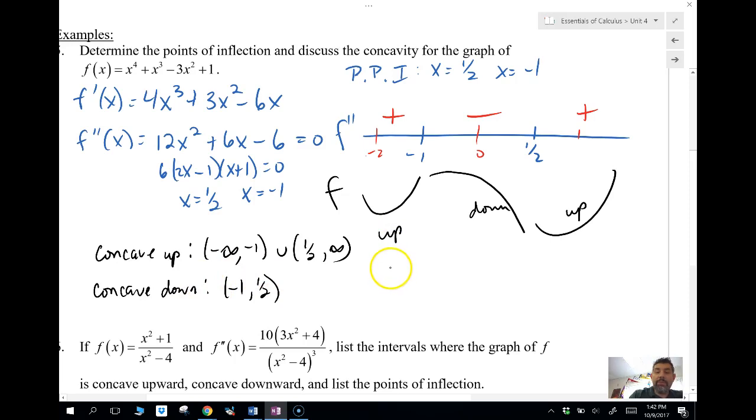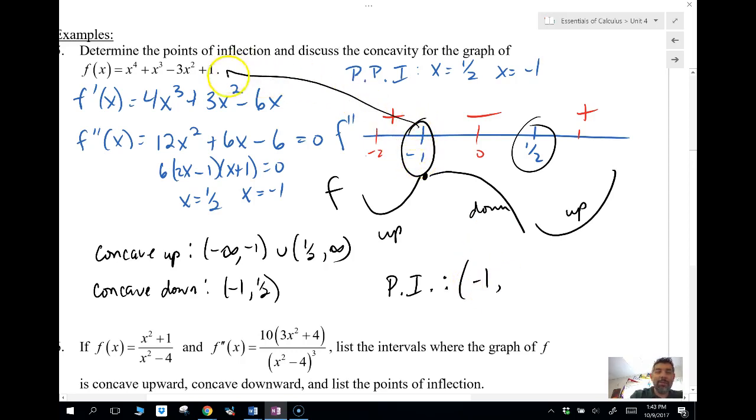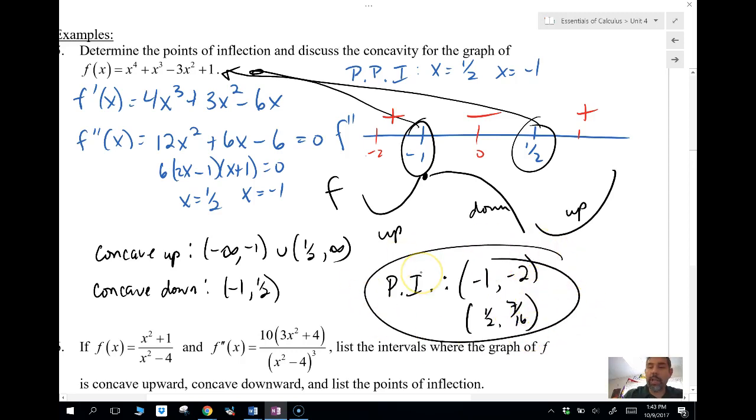Now we needed to find inflection points, so we've got a value here at -1. It does change, and it does change here. So we're going to have our inflection points, or points of inflection, however you want to say it. Not private investigator. We're going to take -1, plug that back into our original function to get our y value, which is going to be -2. And then we've got one more. We're going to plug in 1/2 into our original function to get our y value, which is 7/16. All right, points of inflection, guys.